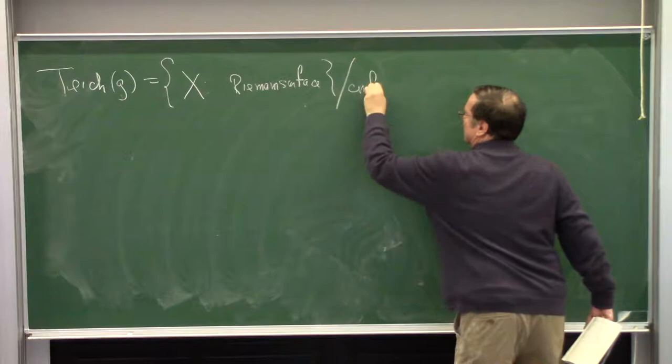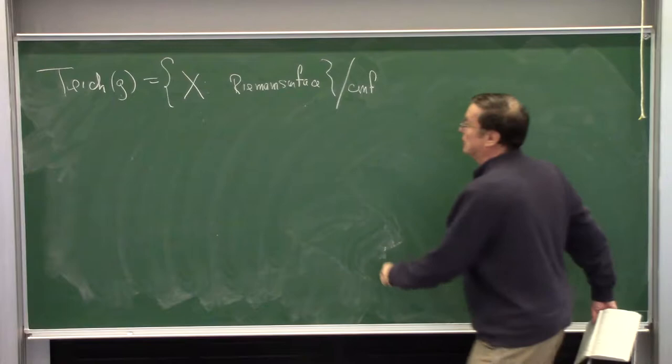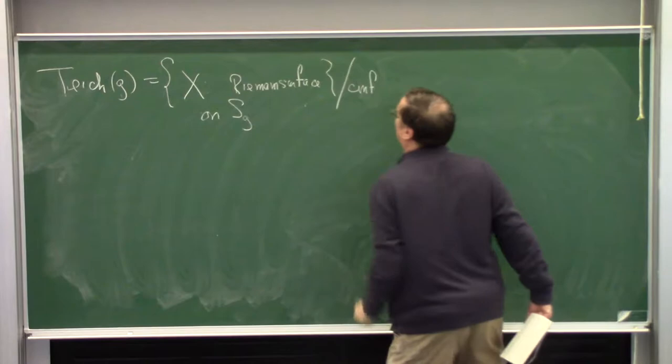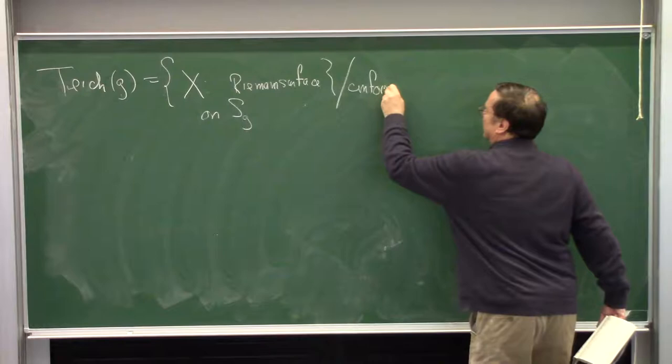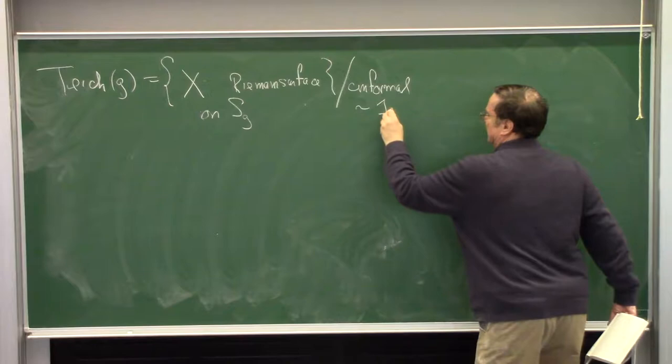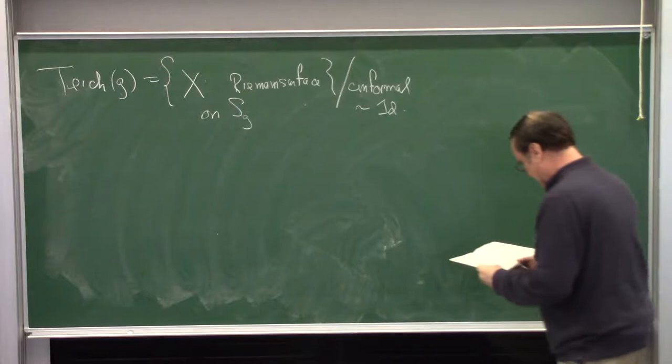So you have an underlying topological surface S. X is the set of Riemann surfaces on the topological surface S, up to equivalence, which is conformal or biholomorphic and isotopic to the identity. Okay. So that's a Teichmüller space from the complex analytic point of view. What's a quadratic differential?